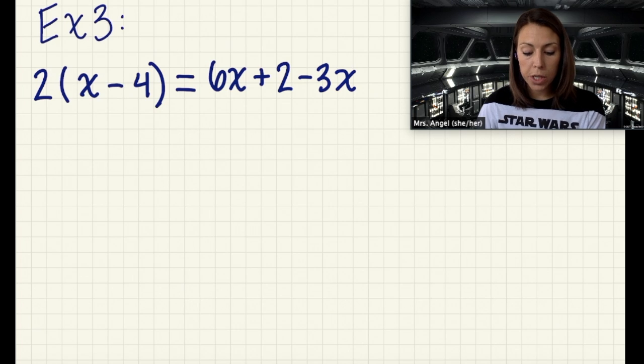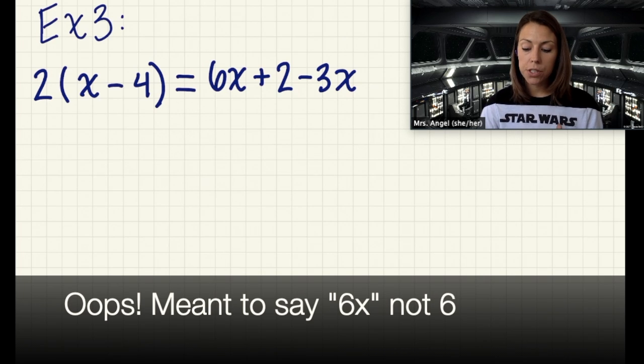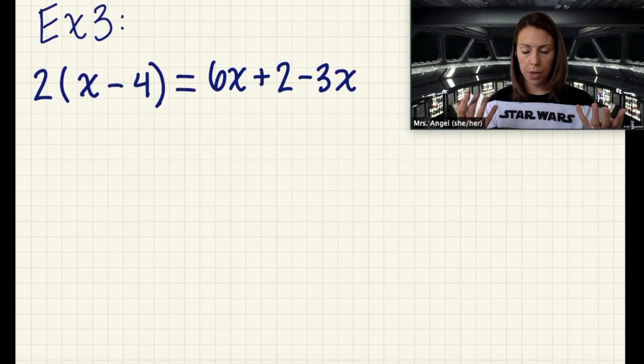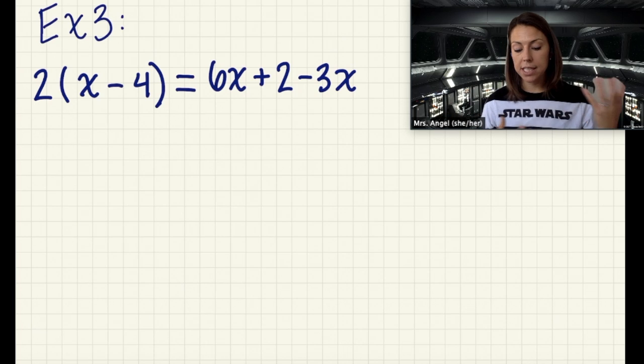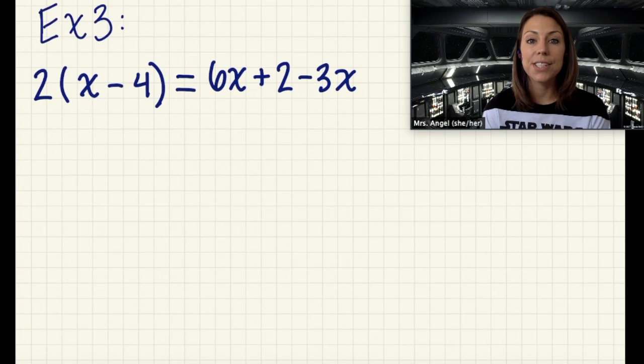We have 2 times the quantity of x minus 4 equals, on the other side, 6x plus 2 minus 3x. So we're now bringing in some of those concepts that we learned in the previous video of, we have like terms on the same side, we have an expression with parentheses, etc. So go ahead and try this one on your own now. Great, let's go over it.